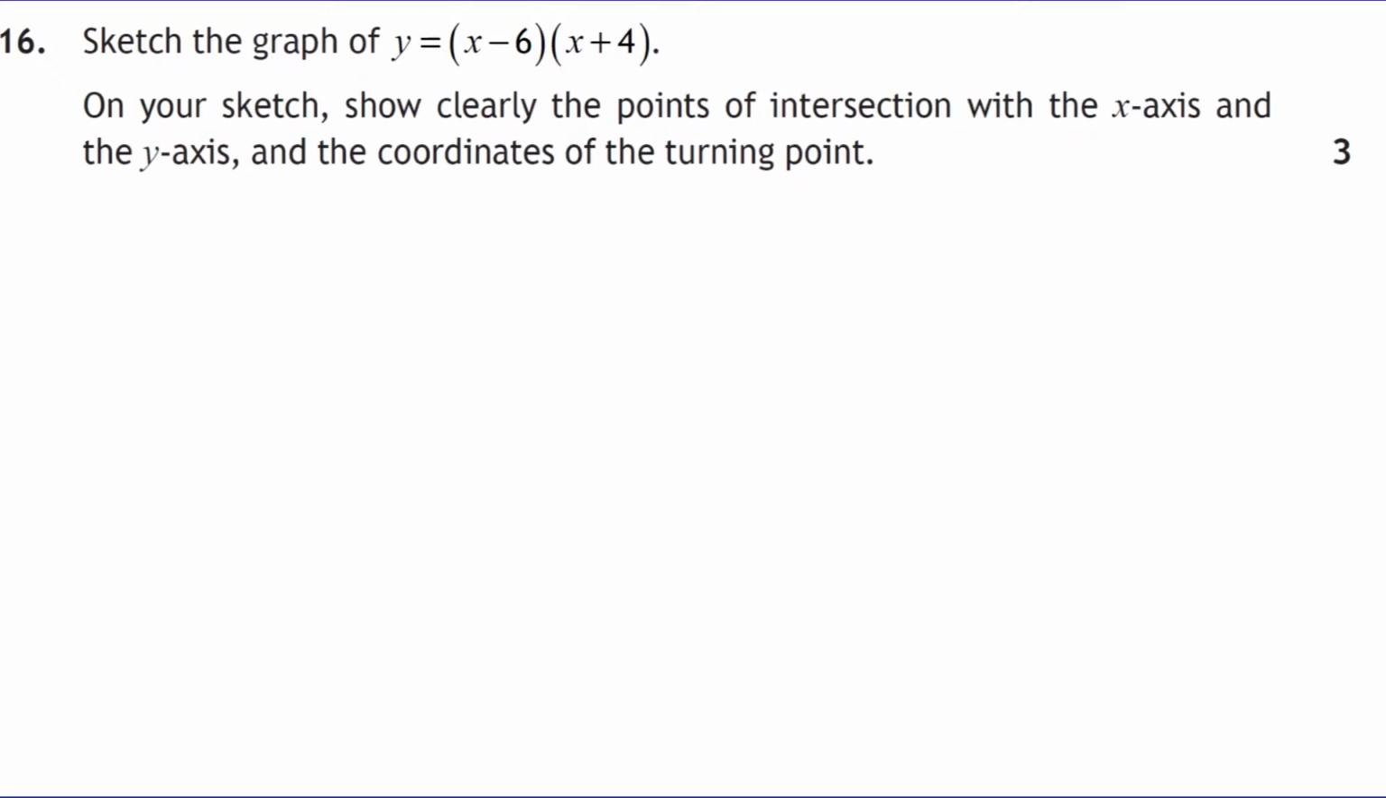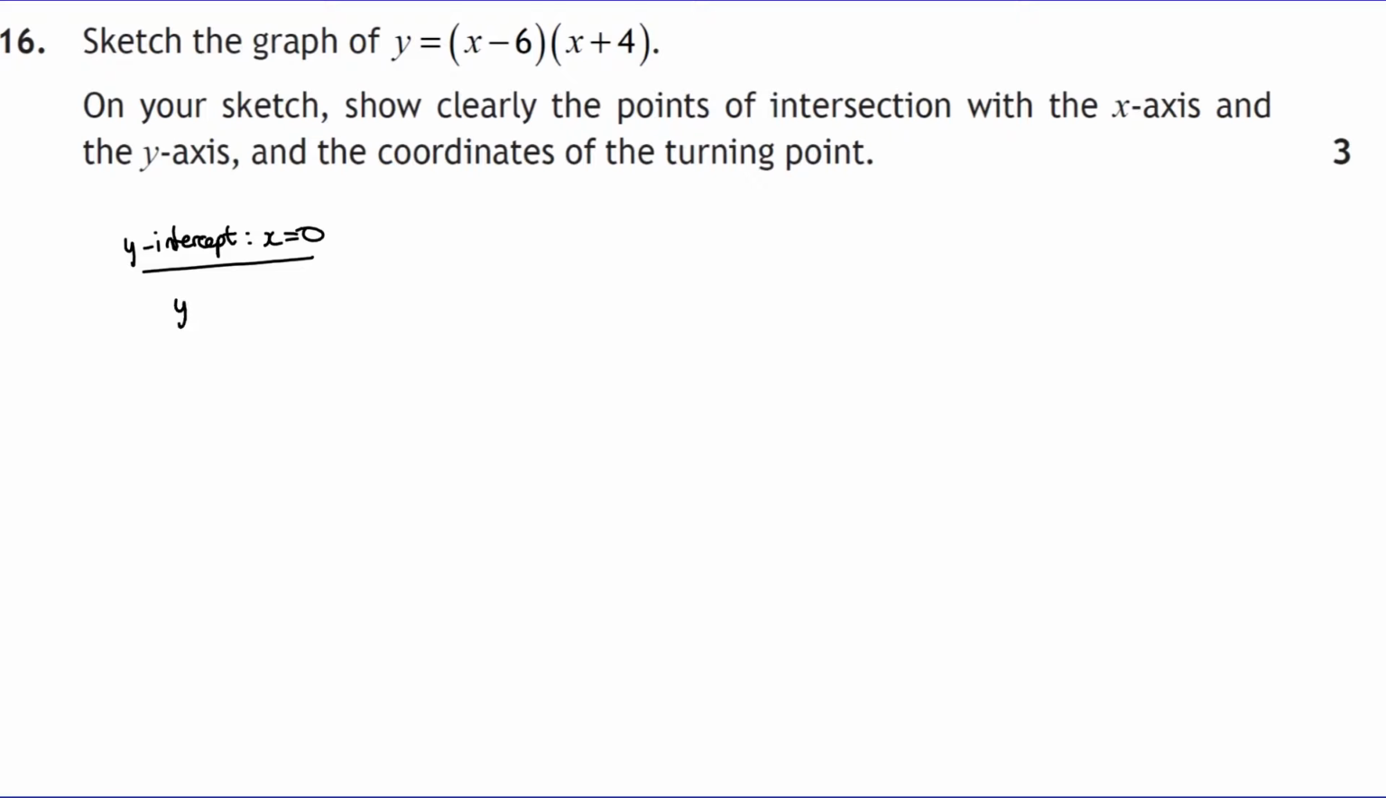Okay, question 16. Sketch the graph of this, and on your sketch, show clearly the points of intersection with the x-axis, the y-axis, and the coordinates of the turning point. Okay, 3 things going on here. Probably the y-intercept is the easiest to do, the point of intersection with the y-axis. So for the y-intercept, we know that the x value is going to be 0, always.